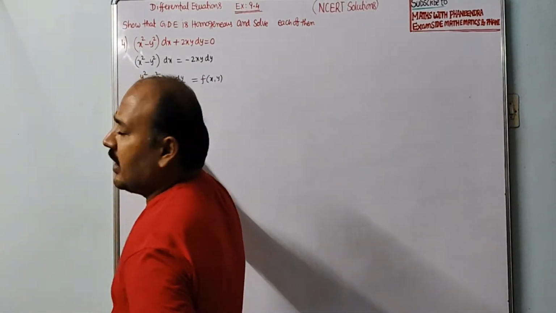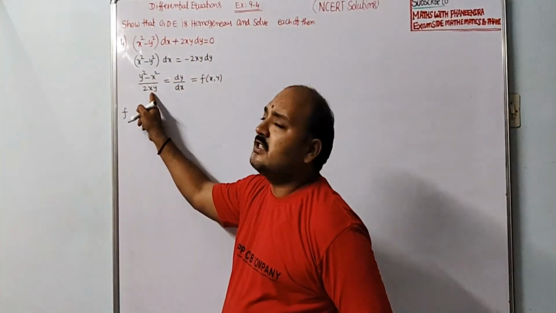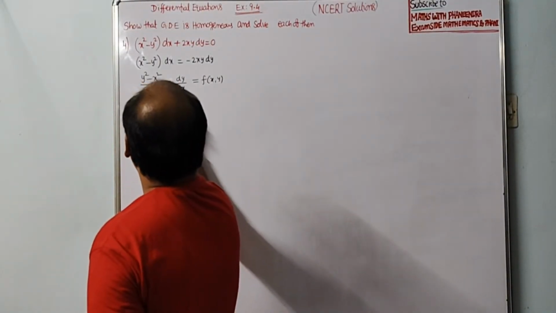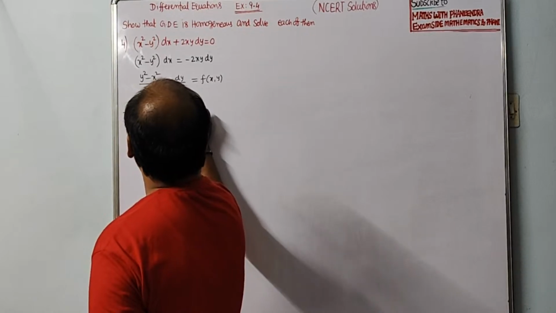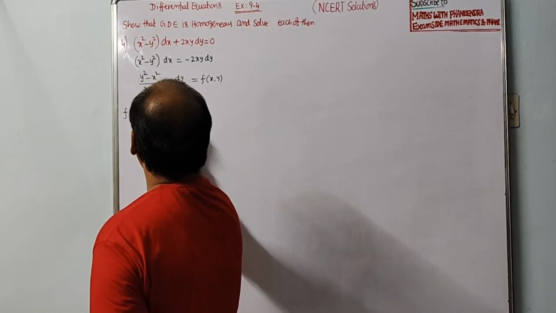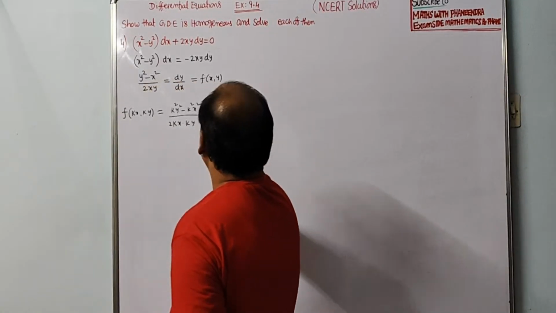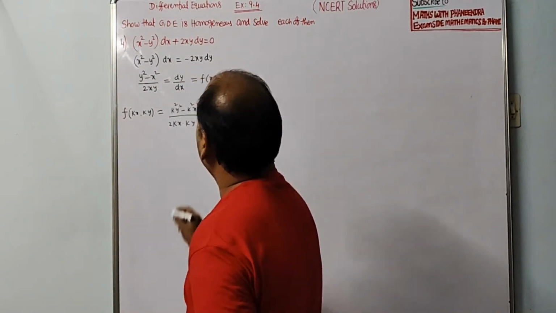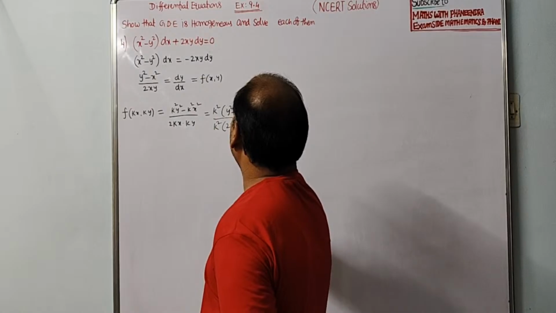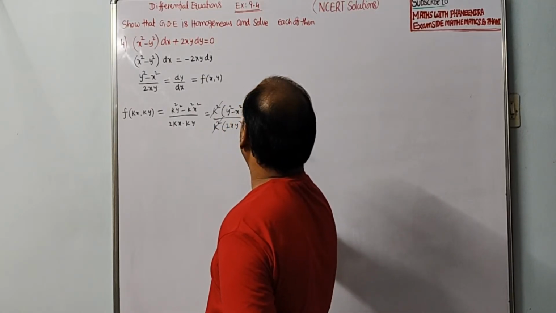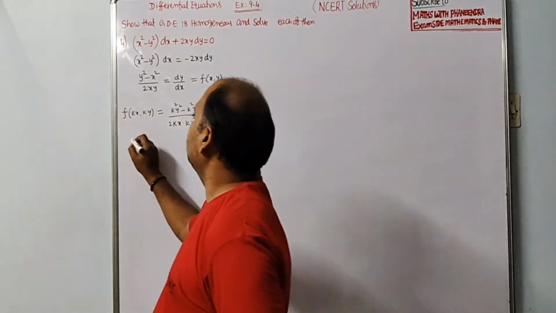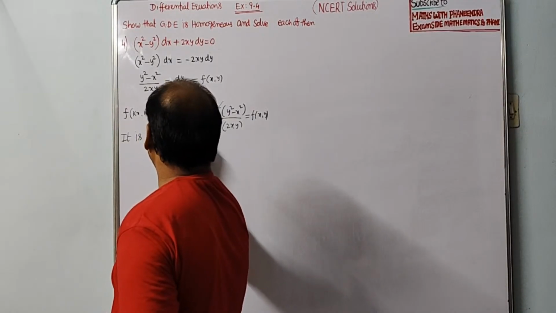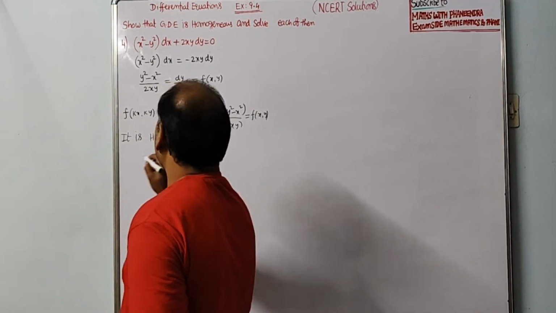Here x power 1, y power 1, irrespective of variables, the term is having the same degree. So f of kx comma ky is equal to k square y square minus k square x square by 2 times kx into ky. So k square take common: y square minus x square by k square into 2xy. Okay, dear students, so this is equal to f of x comma y only. So it is homogeneous, a homogeneous equation of degree 2. We prove that it is homogeneous.